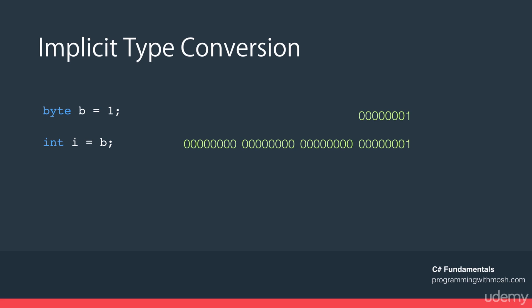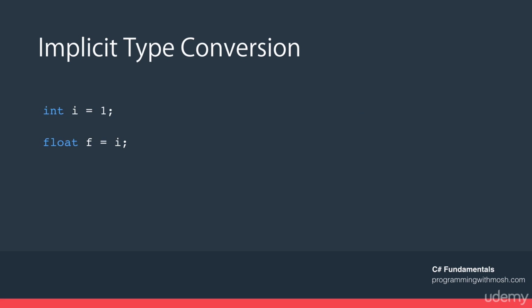When we copy a byte to an integer, what the runtime does is it prefixes that value with a bunch of zeros to fill the 4 bytes. So there is no data loss. In situations like that, when the compiler is 100% sure that the types are compatible and no data loss will happen, values can be converted to a different type implicitly.